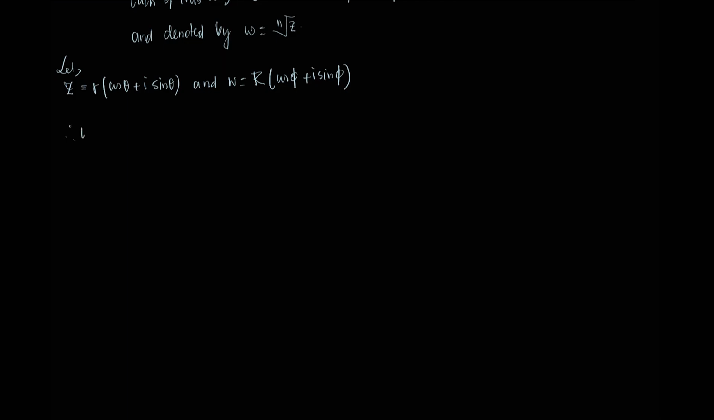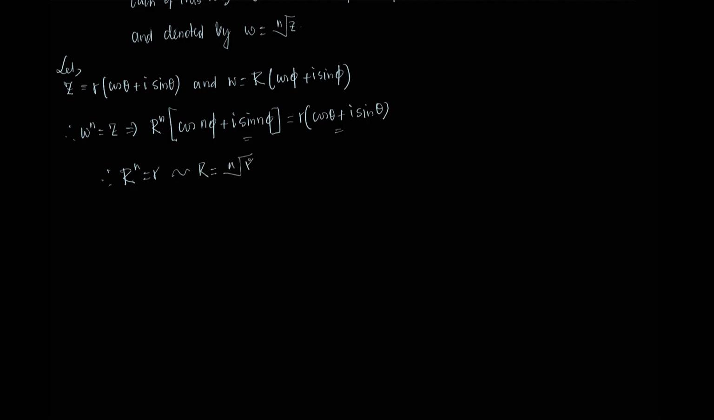You remember what w to the power n is? Therefore w to the power n is z, so that implies R to the power n times cosine n phi plus i sine n phi is nothing but r cosine theta plus i sine theta. By our definition, this is always going to be true. If you take the modulus on both sides, just the length of these two complex numbers, R to the power n is r, which is real. So essentially R is the nth root of small r. R and r are positive real.